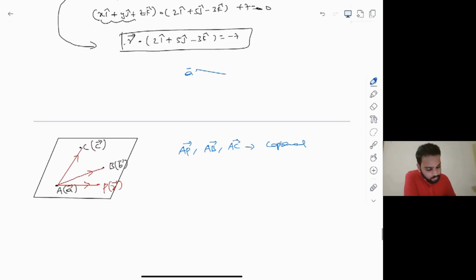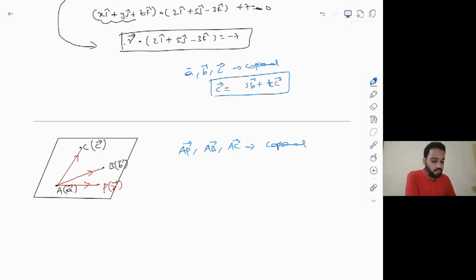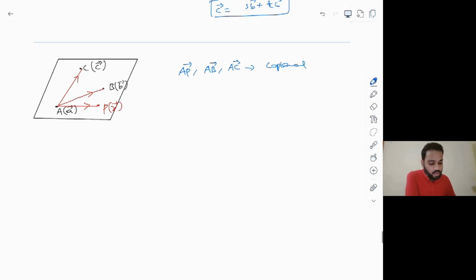B bar, and C bar, which are coplanar vectors, what is our simple idea? That you can express any third vector as the linear combination of the other two, right? I can write it as some S into B bar plus T into C bar. Whenever we have three coplanar vectors A bar, B bar, and C bar, we can write any vector as a linear combination of the other two. So I can write A bar is equal to some S into B bar plus T into C bar, where S comma T are scalars here. So I'm going to use that logic here.